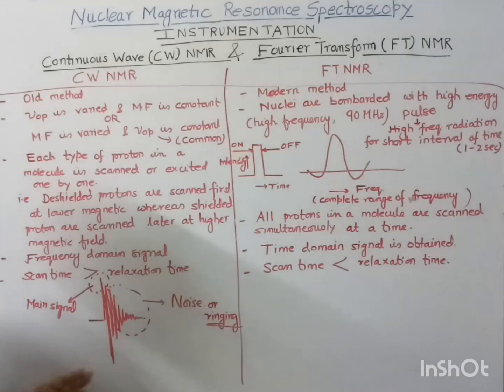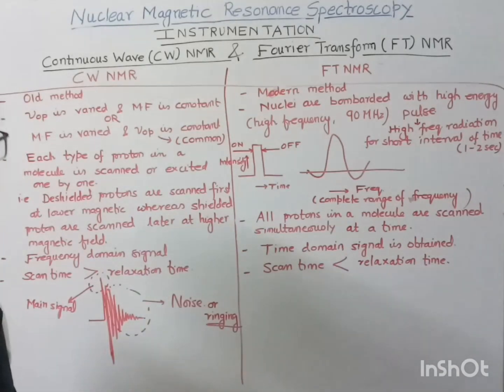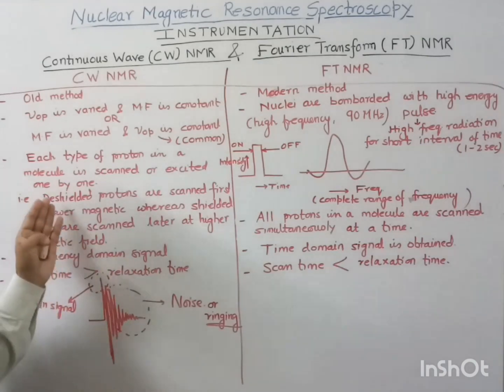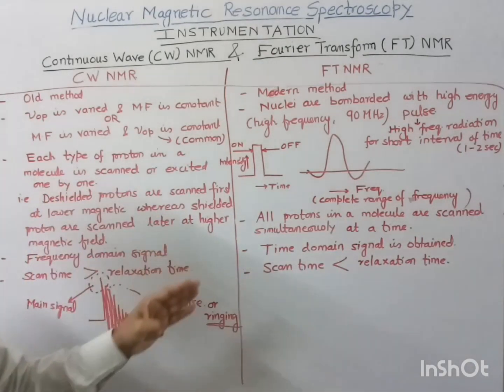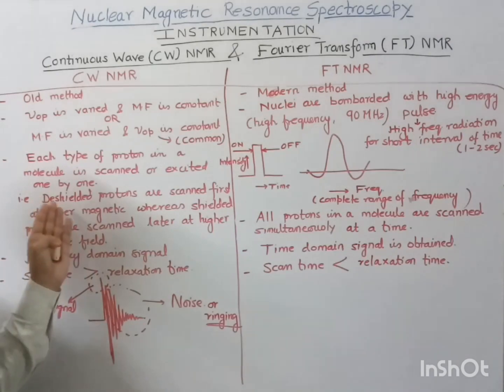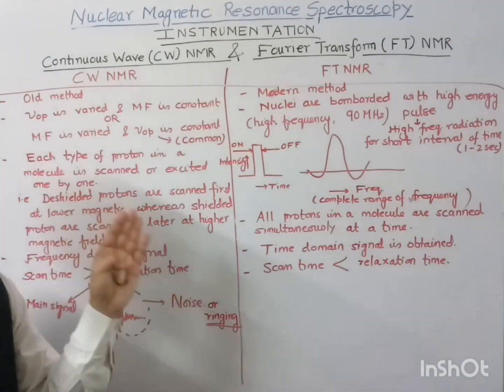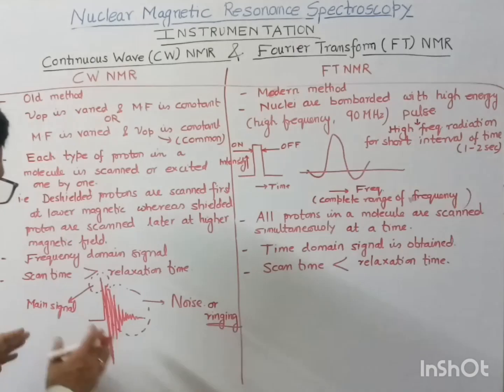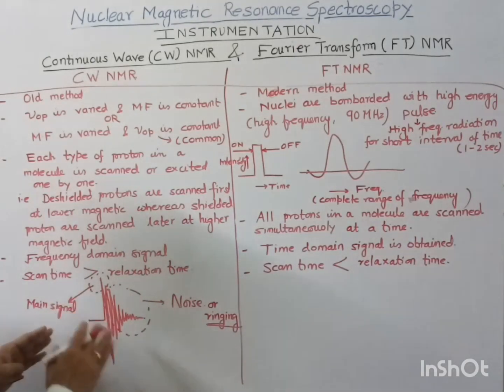Here, as I told, the spectrophotometer starts to scan the protons one by one. It means the pen moves from left to right, from the de-shielded side to the shielded side, or from lower magnetic field side to the higher magnetic field side. In my next lecture I will also discuss shielding and de-shielding in detail.